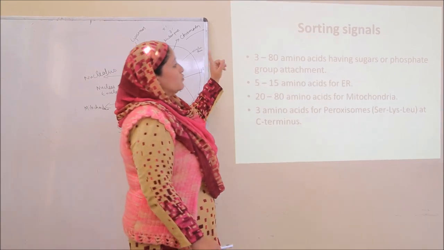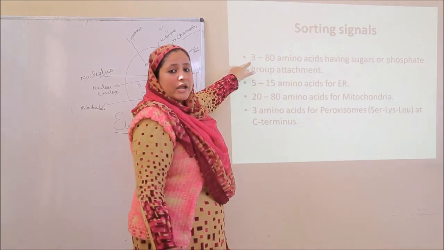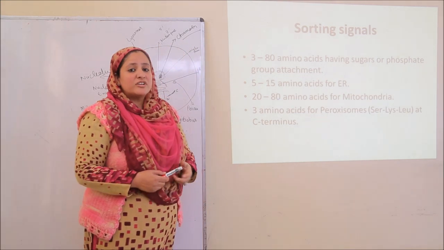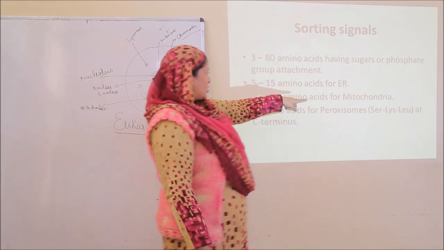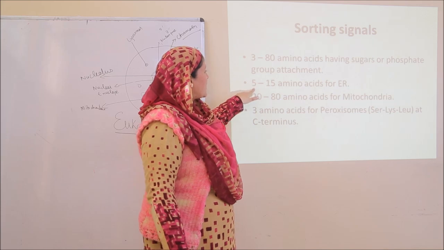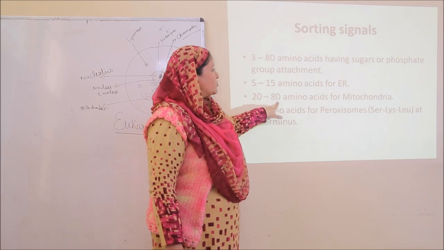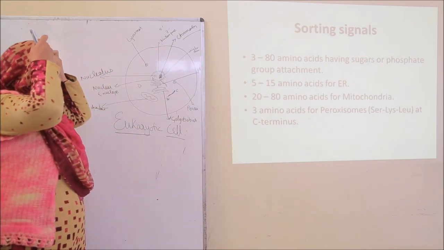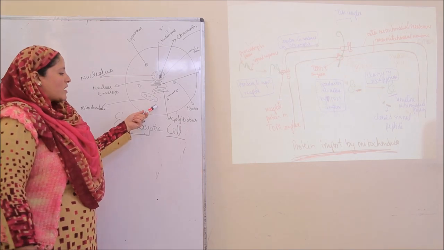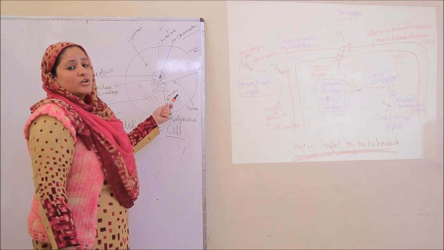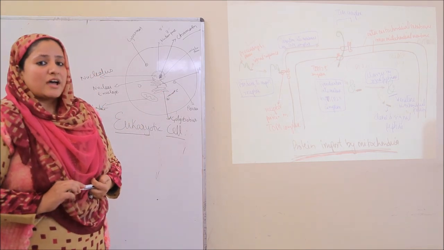Mostly these signal sequences are 3 to 80 amino acids. They have different types of sugars attached to them, or a phosphate group. For endoplasmic reticulum, these sequences vary from 5 to 15 amino acids, and in case of mitochondria, they vary from 20 to 80 amino acids. Now, when this protein is translated in the cytoplasm and has sorting signals attached, the sorting signal will decide to which organelle it has to move.